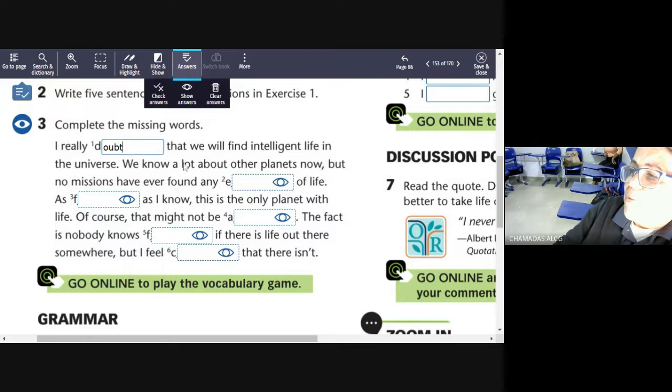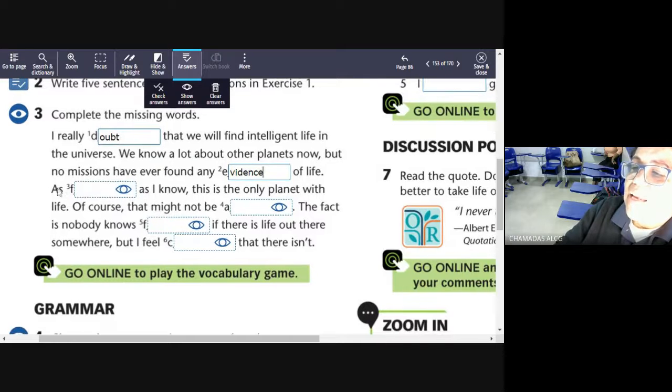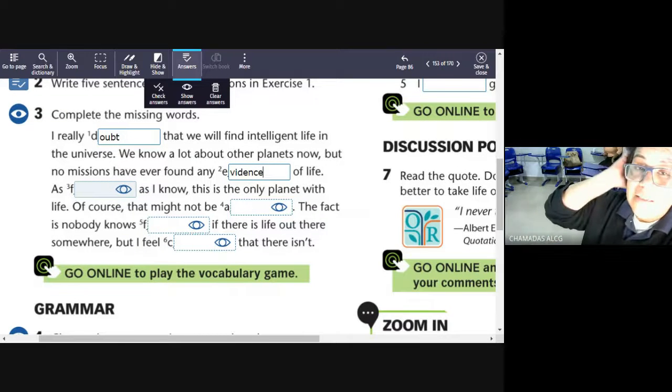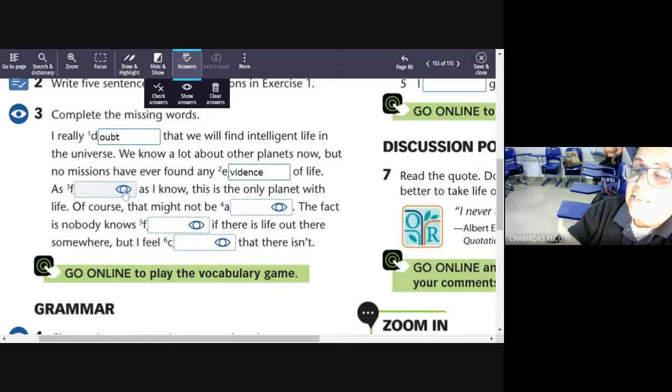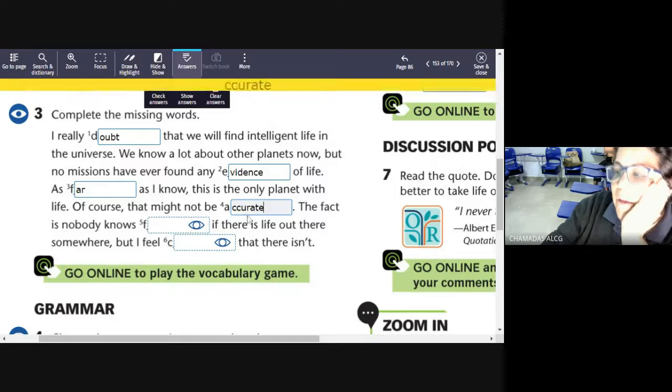We know a lot about our planets now, but no missions have ever found any evidence of life. And now here it's an expression that means from what I know. So here it's similar. It says, as far as I know, this is the only planet with life. Of course, that might not be accurate. The meaning of accurate, just to remind you, is correct, exact. So that might not be accurate.